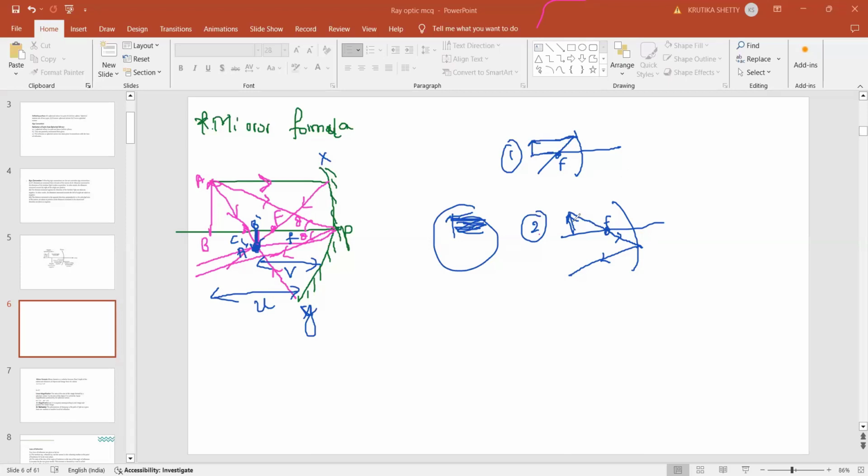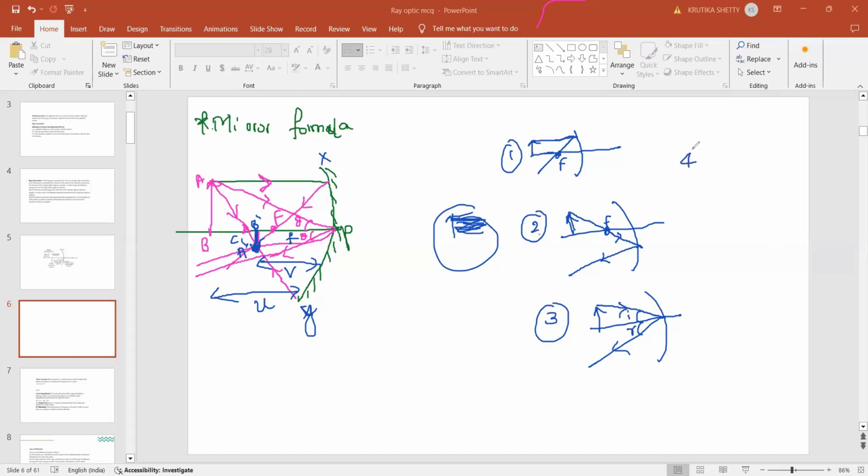Second, the ray which is passing through the focus goes parallel to the principal axis after reflection. Third, the ray which is making some angle of incidence with the principal axis. This is the incident ray. Here the object is there. After reflection, according to the law, it will go out with some angle of reflection. So this is the angle of incidence, this is the angle of reflection.